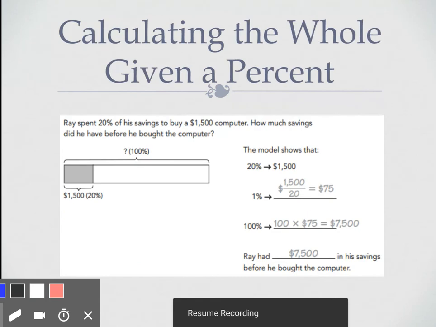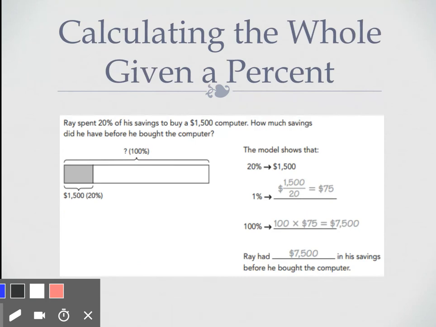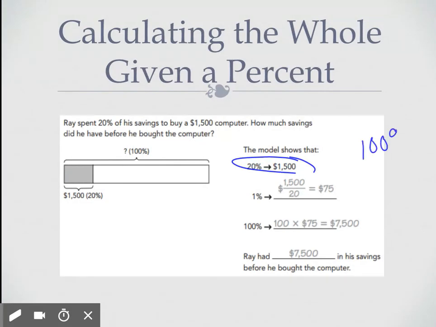All right, this next section, you're going to calculate the whole given a percent. So they're telling us that we don't know what the total amount is, and we're trying to find out. In this example, it says Ray spent 20% of his savings to buy a $1,500 computer. So that means that 20% is the $1,500. How much savings did he have before he bought the computer? Or essentially, what was 100%?